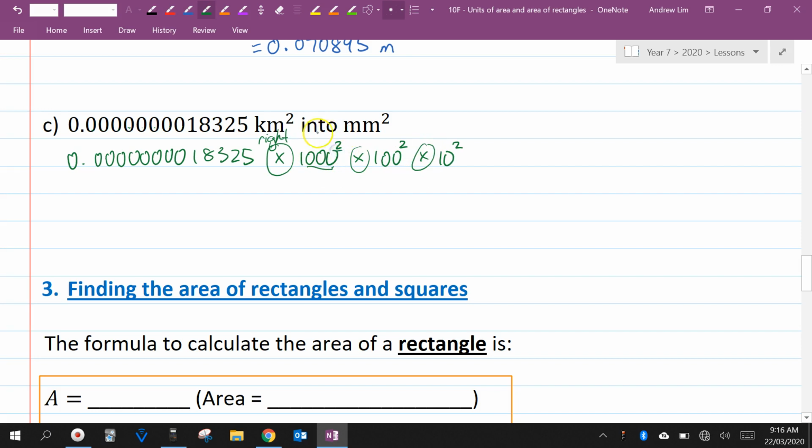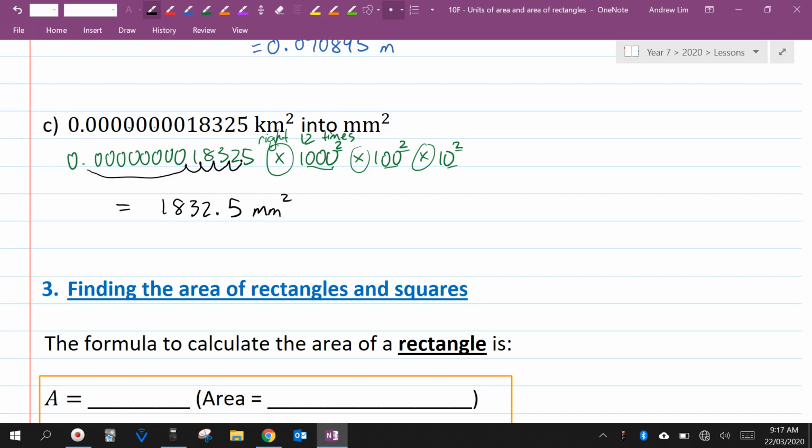3 times 2 is 6. 2 times 2 is 4. 1 times 2 is 2. 6 plus 4 plus 2 is 12. So moving it to the right 12 times. Okay. Well, we know there's 8 zeros, so that's 8, 9, 10, 11, 12. So our answer is 1832.5 square millimeters.